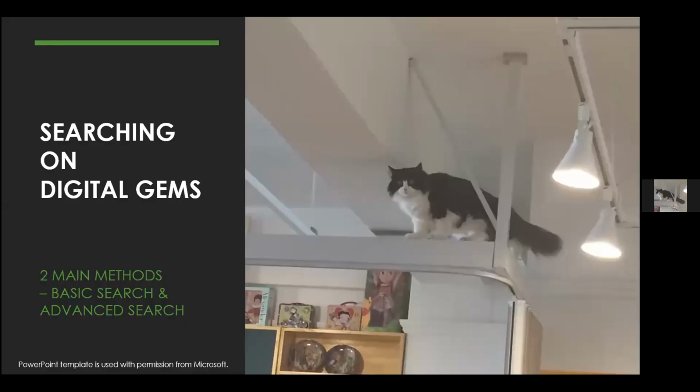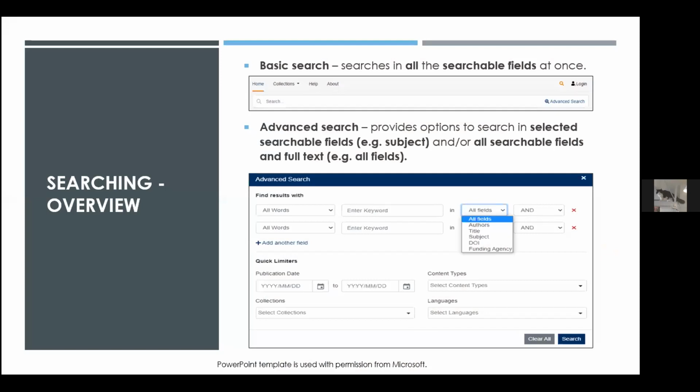Now that we know a little bit about Digital Gems, let's see how to search in it. To search in Digital Gems, you can either utilize basic search or advanced search. Basic search searches in all the searchable fields at once, such as title, author, subject. In contrast, advanced search allows you to either search in selected searchable fields such as subject, or to search in all searchable fields plus the full text together if you select the all fields option.